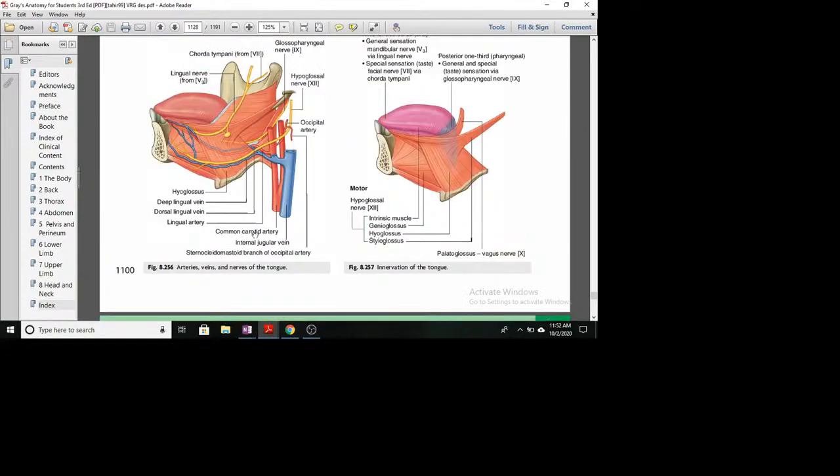So this is the common carotid artery, and here it branches to give out the external carotid artery and internal carotid artery. This is the lingual artery, a branch of the external carotid artery, which gives the lingual branch, and it is supplying the tongue.